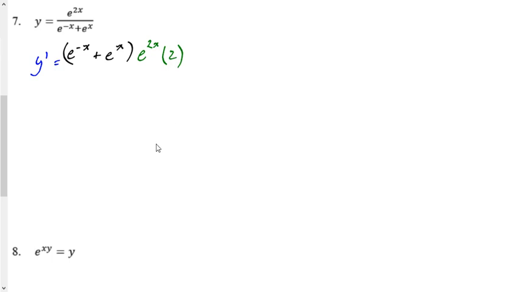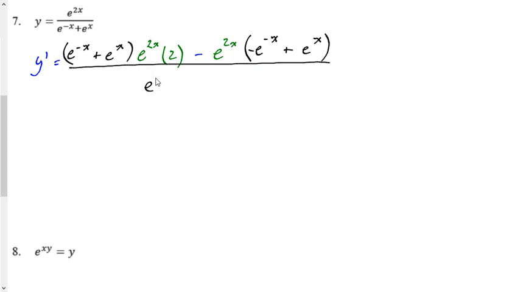Minus high, e to the 2x. D low, derivative of e to the negative x is e to the negative x times negative 1. So I'll just put that negative in front. We've done a number of those already. Plus derivative of e to the x is e to the x. All over the denominator squared. And there we have our unsimplified derivative.